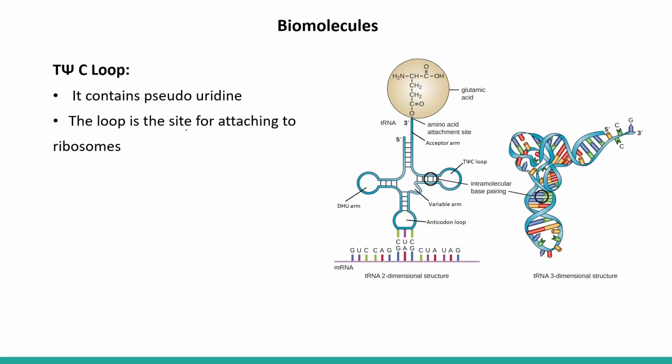T5C loop. It contains pseudouridine. It is the modification of uridine. That is why it is called as pseudouridine. This loop is the site of attaching to the ribosome. So T5C loop, with the help of this loop, it get attached to the ribosome. So every loop is having some specific function.